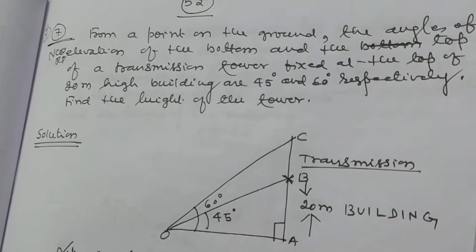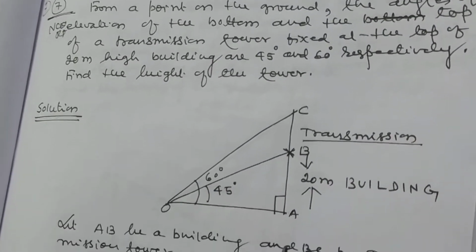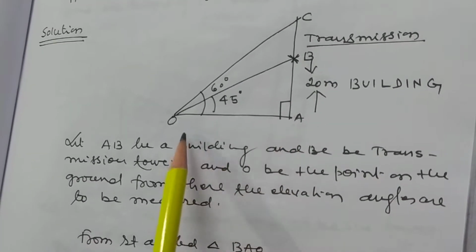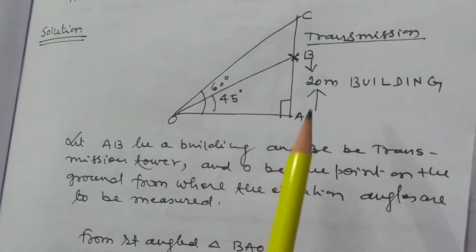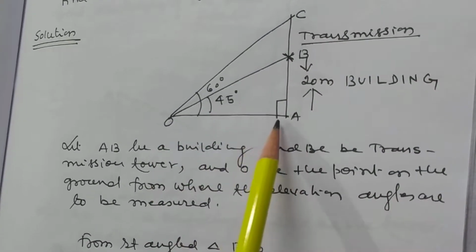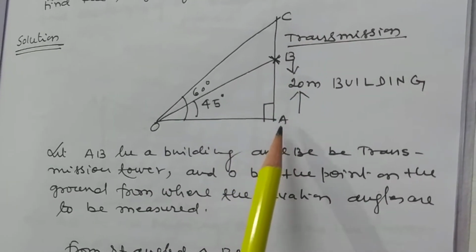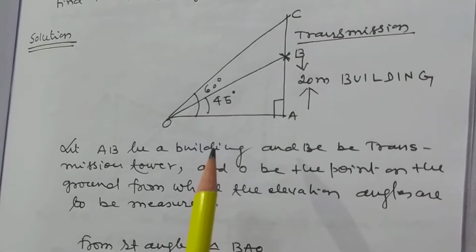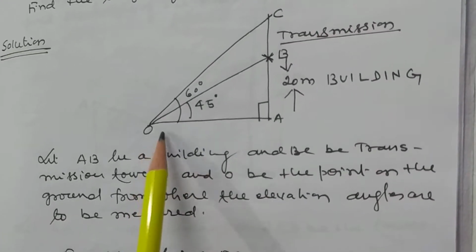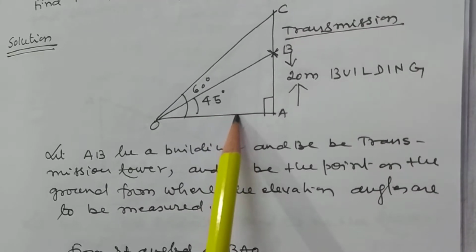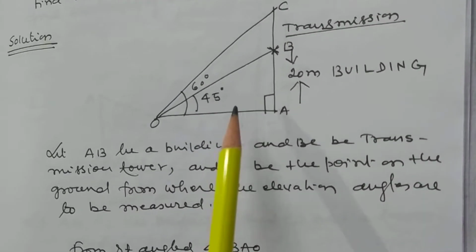This is BC. So my dear students, now the question is, in right angle triangle OAB, we want to find OA with respect to AB, with respect to this acute angle 45 degree. So we want OA, so we take cot 45, not tan 45. You can solve this problem by using tan 45.